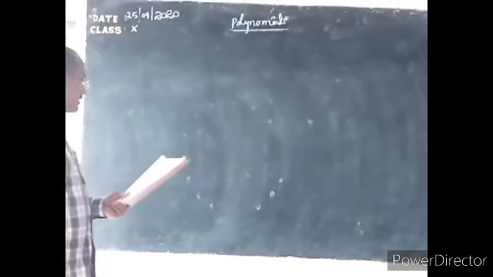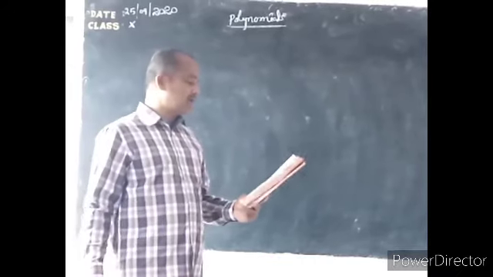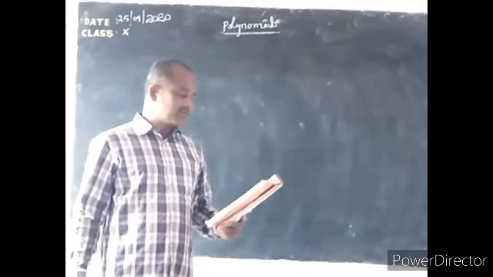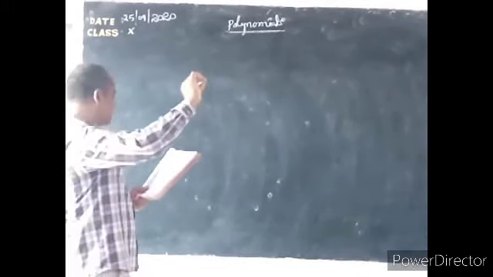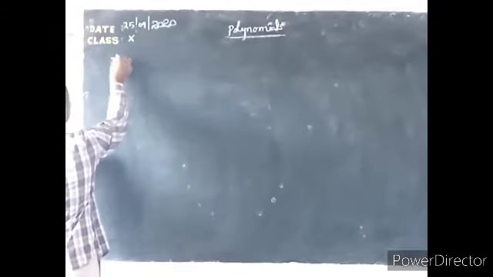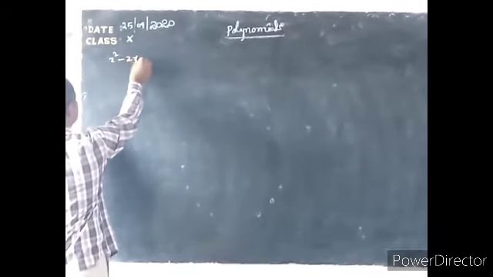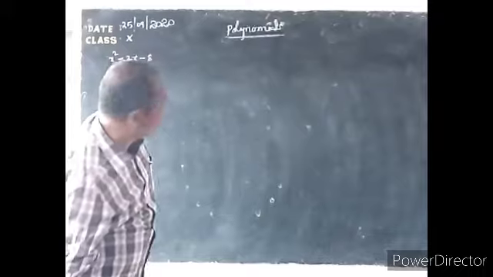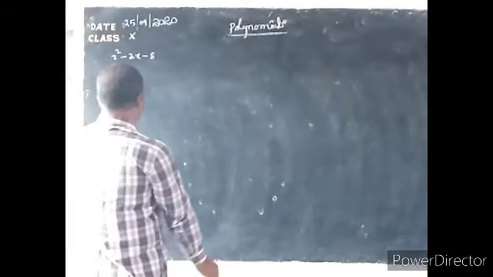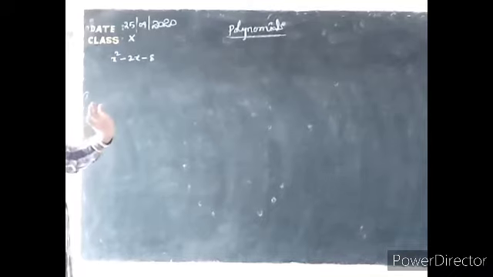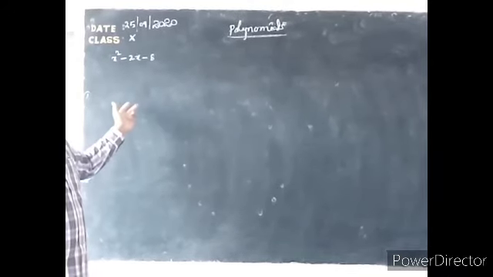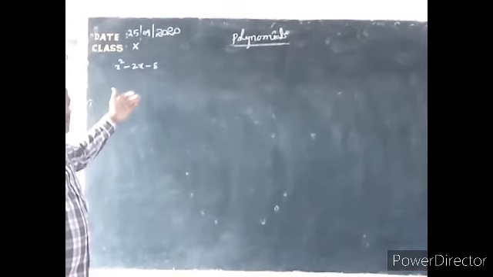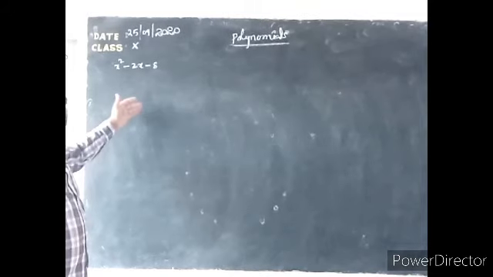Now in exercise 3.3, find the zeros of the following quadratic polynomials and verify the relationship between the zeros and coefficients. Here one question is given. First, x square minus 2x minus 8. For this we have to find the zeros. Yesterday I explained to you in how many ways we can find the zeros. One is finding the value of the polynomial, and another one is the factorization method.